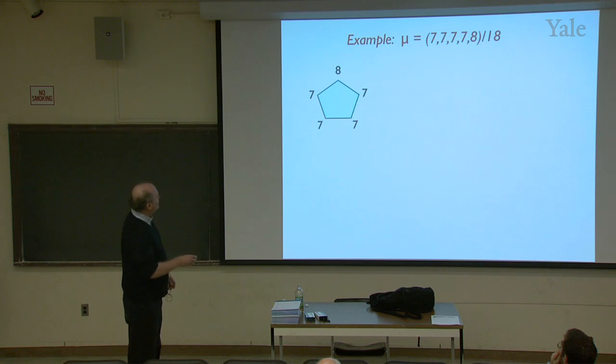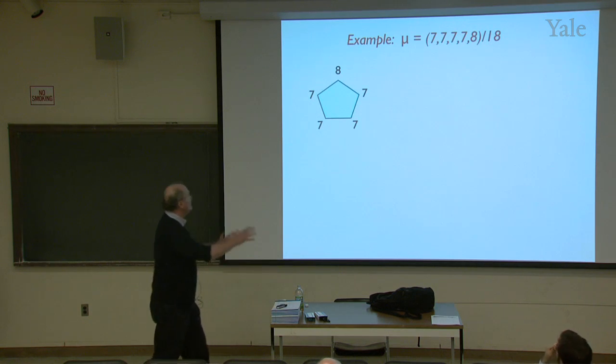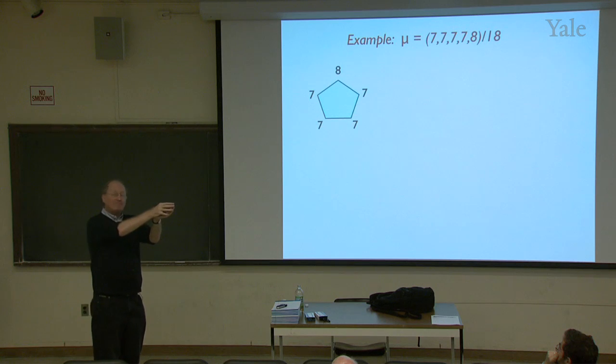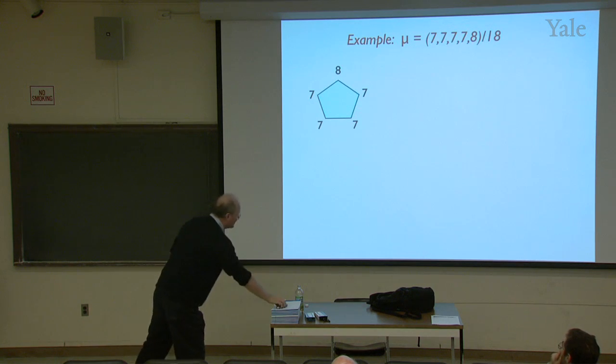A particular case is something that's almost a pentagon. So you make the angles proportional to 7, 7, 7, and 8. That gives you a convex body, a convex polygon. If you double that polygon, you get a flat metric on the sphere with the desired cone angles.